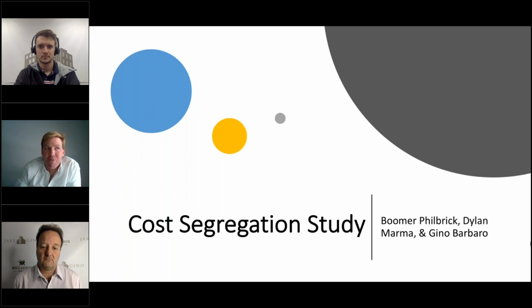If you want to call it reverse engineering, what we do is separate all of those parts and get them into their proper class lives so that you can depreciate them over the length of time that the IRS says. By doing this, you are reducing your taxable income, which reduces your tax liability and ultimately increases your cash flow. Why don't we jump into some studies?